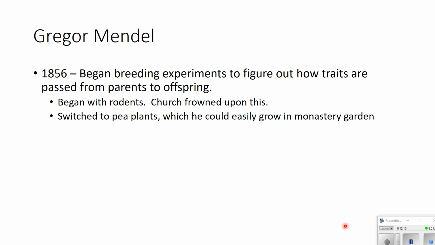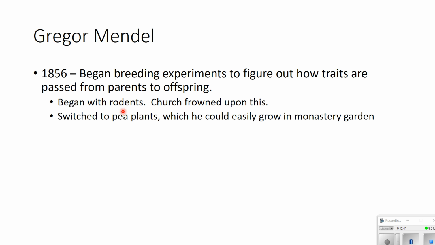In 1856, he began a long series of breeding experiments to figure out how traits are passed down from parents to offspring. He began his research with rodents, crossing black mice with white mice, or crossing long-tailed mice with short-tailed parents, because he wanted to see how the traits would be passed down from one generation to the next.